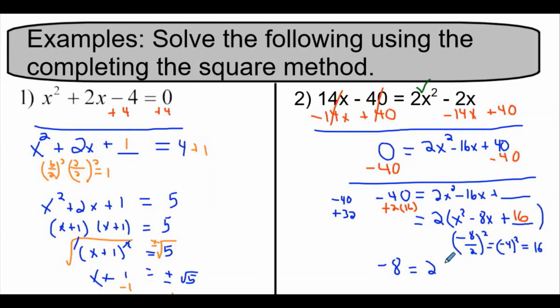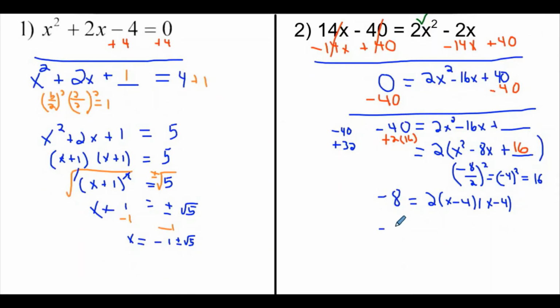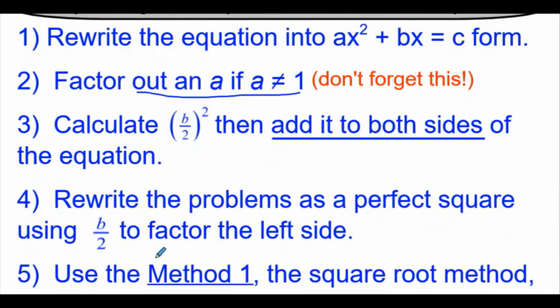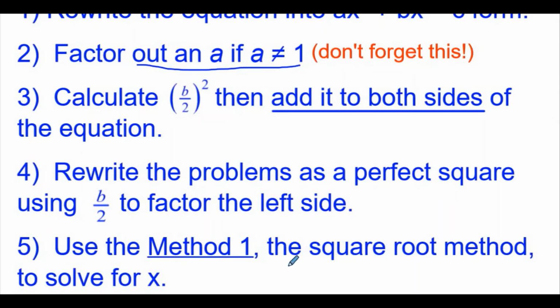I'm going to go ahead and factor that. So that would be x minus 4, identical twin factor of x minus 4. And when you get better at completing the square, you're of course just going to want to write that as negative 4 squared, which is the process we need. So once we get to here, the question is, well, what do we do? Well, if you look back at the steps, these steps are super helpful to have and understand, we're now going to use method 1, the square root method, to solve for x.